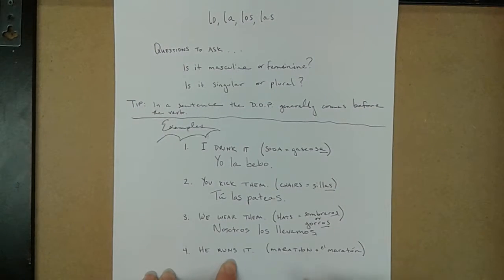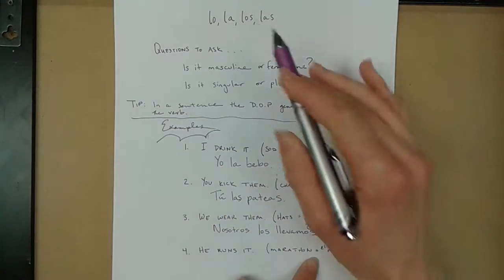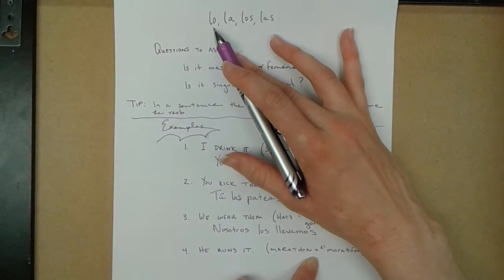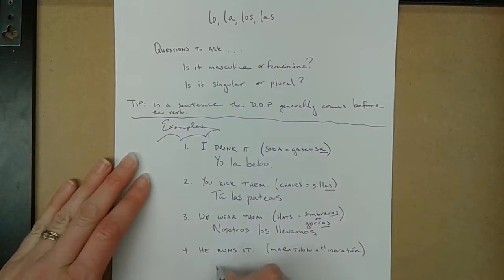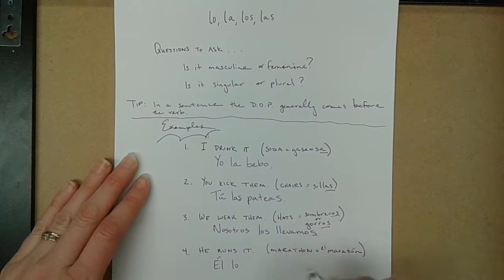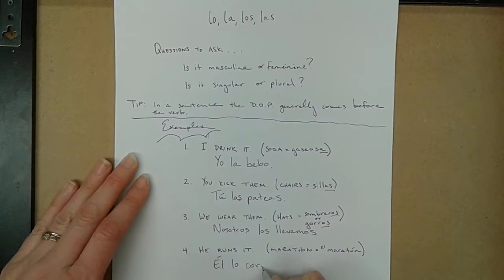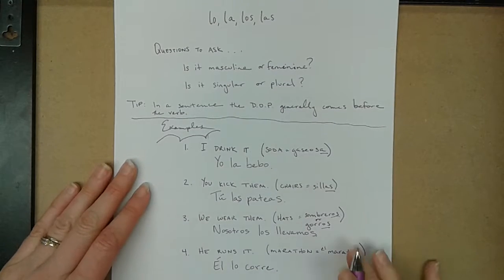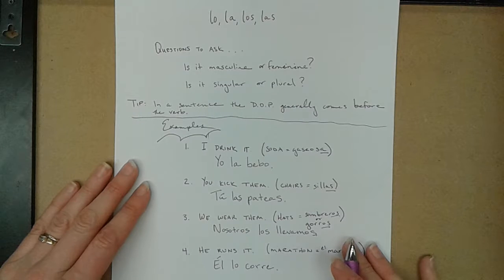All right, last example. He runs it. It referring to a marathon, and in Spanish it's el maratón. All right, so masculine or feminine? It is masculine because we have the L. Singular or plural? No S at the end, so it is singular. So we're going to look at the direct object pronoun lo. All right, he, él, lo corre. Él lo corre. So there you have it.